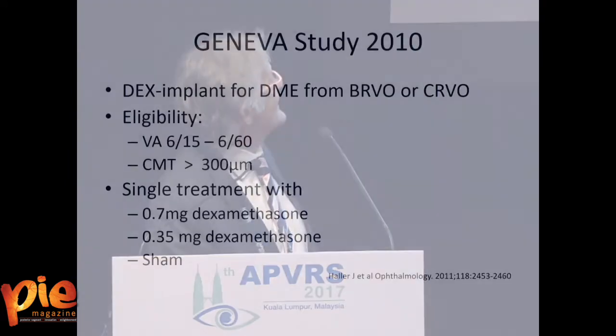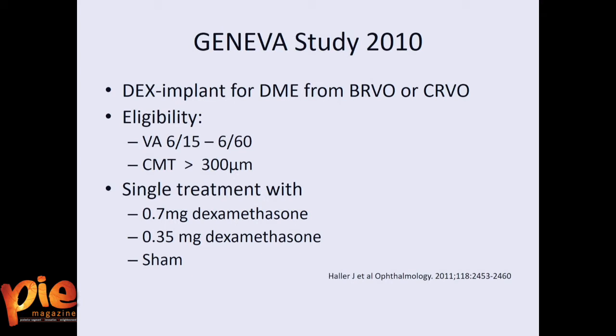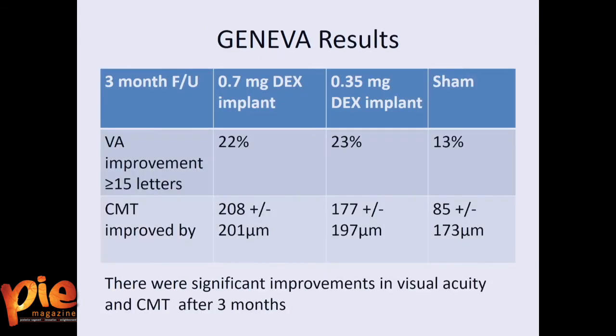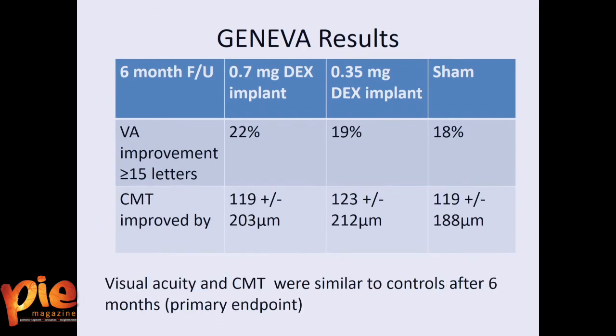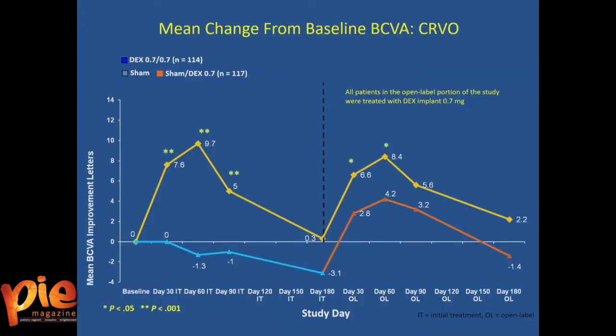Then we come to the Geneva studies, quite early on these studies in 2010, where they did branch retinal vein and central retinal vein occlusion. With these inclusion criteria, they had 2 doses of dexamethasone and sham treatment. So essentially, for the whole group, the story with Geneva was that it worked at 3 months. These were 3-month results. They had good improvements in vision, and they had good reductions in central macular thickness compared with sham. However, at 6 months, which was the primary outcome, the drug had worn off, and there was no difference between the active and the sham-treated groups.